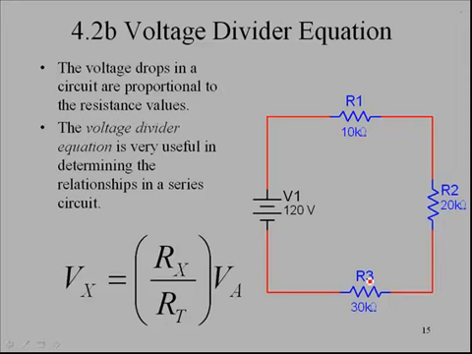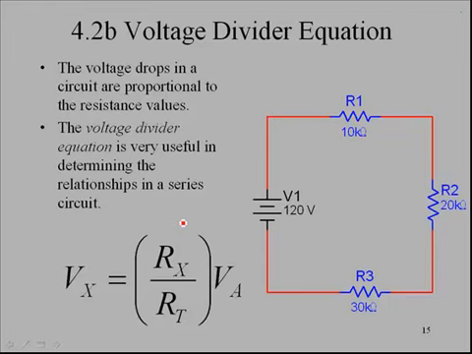And so here we have an equation where we're solving for V sub X. In this case, we're going to be solving for R1, so we'll be solving for the voltage drop across R1. And this is the formula: Rx, in this case R1, divided by the total resistance times the applied voltage.